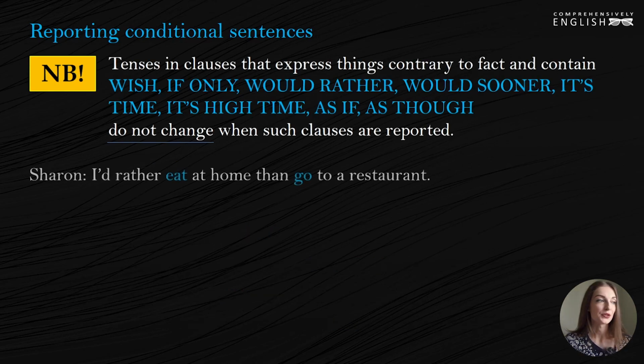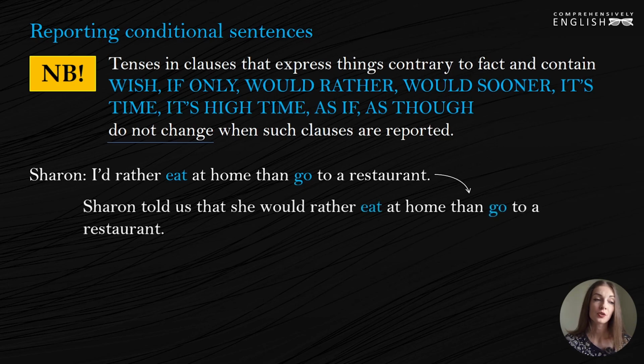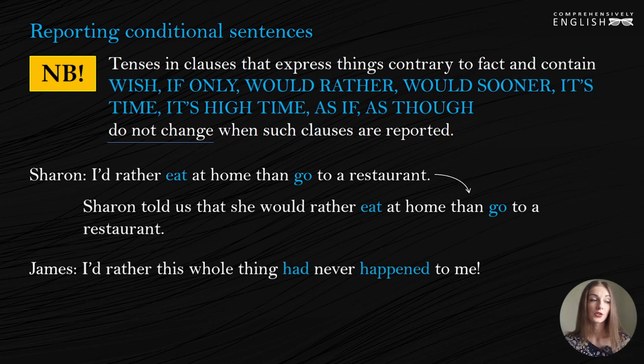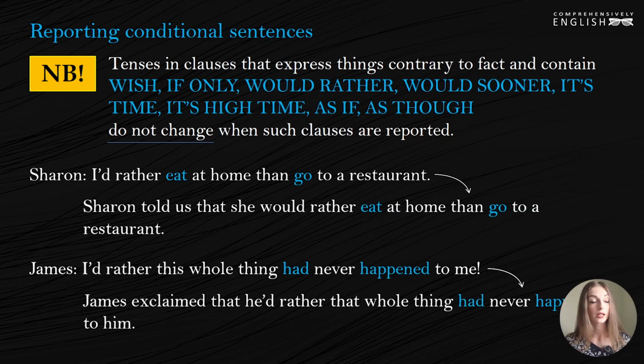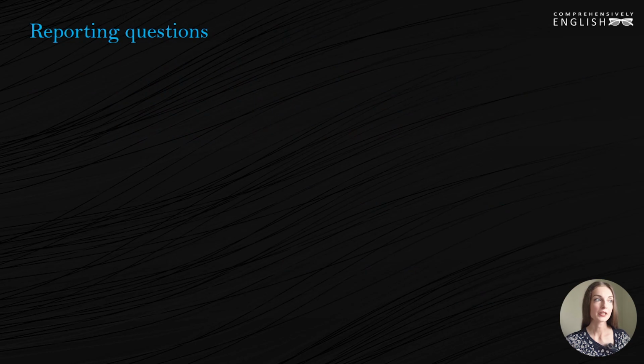Some more examples. Sharon, I'd rather eat at home than go to a restaurant. Sharon told us that she would rather eat at home than go to a restaurant. James, I'd rather this whole thing had never happened to me. James exclaimed that he'd rather that whole thing had never happened to him. I hope that's clear. Let's move to reporting questions.